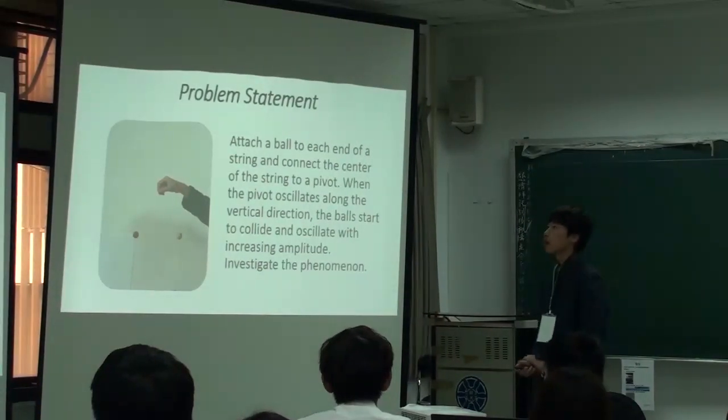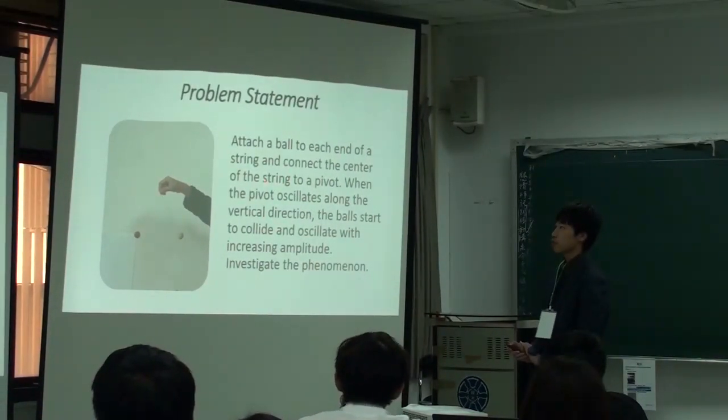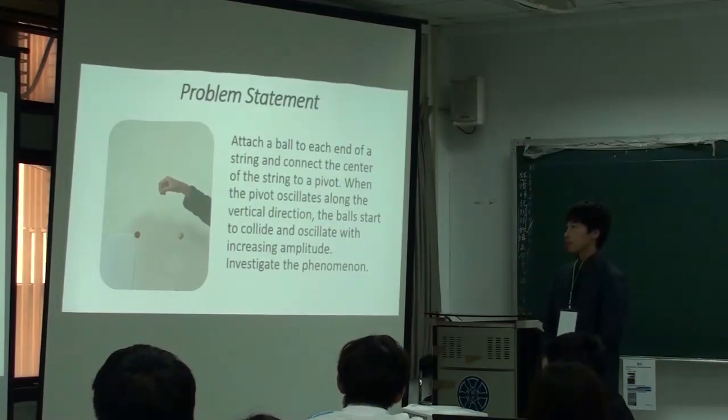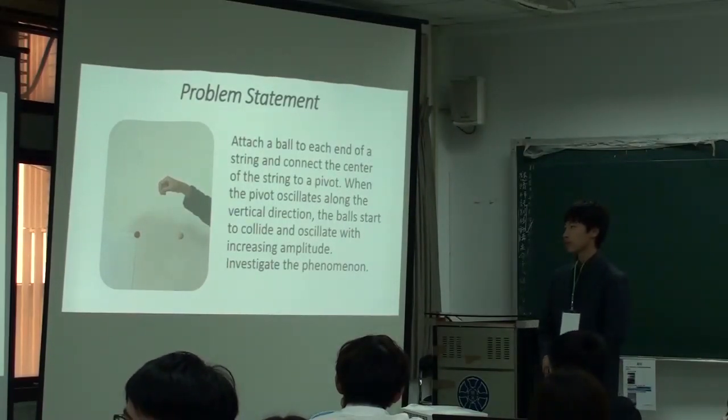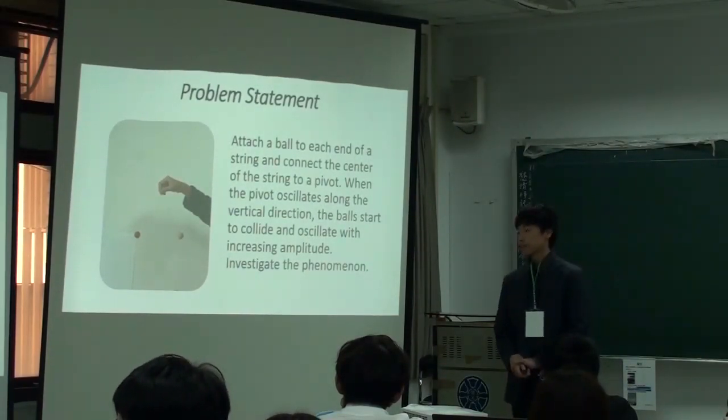Problem statement. Attach a ball to each end of a string and connect the center of the string to a pivot. When the pivot oscillates along the vertical direction, the balls start to collide and oscillate with increasing amplitude. Investigate the phenomenon.